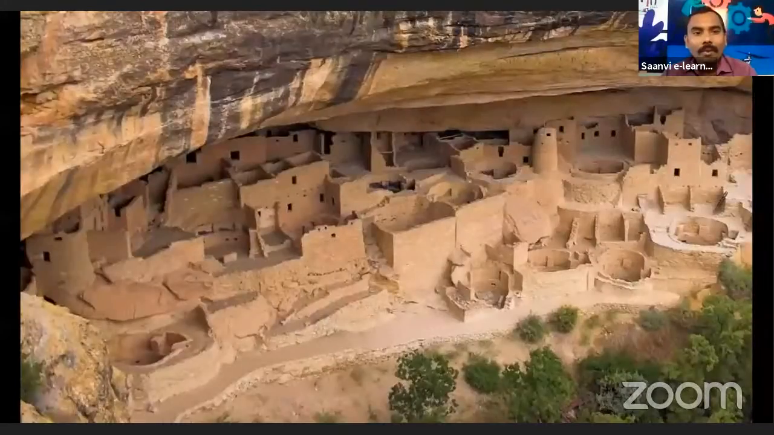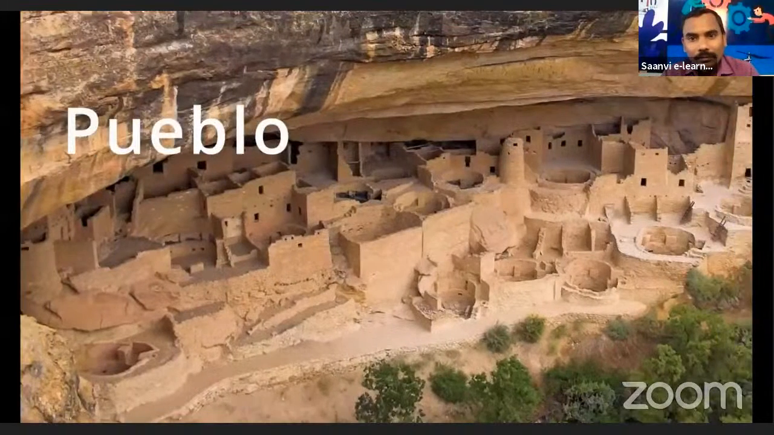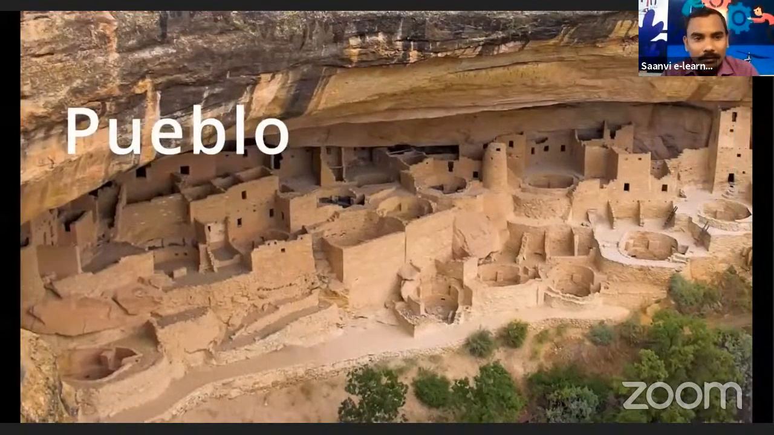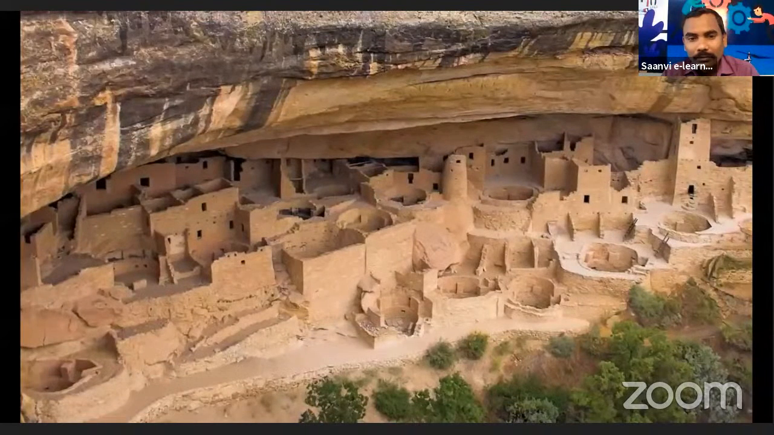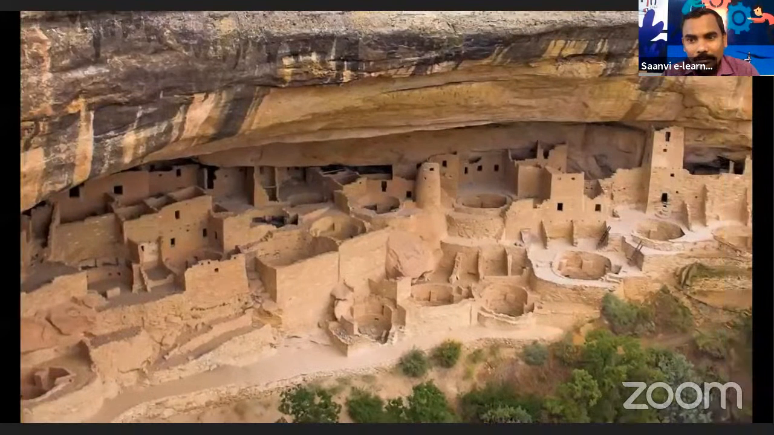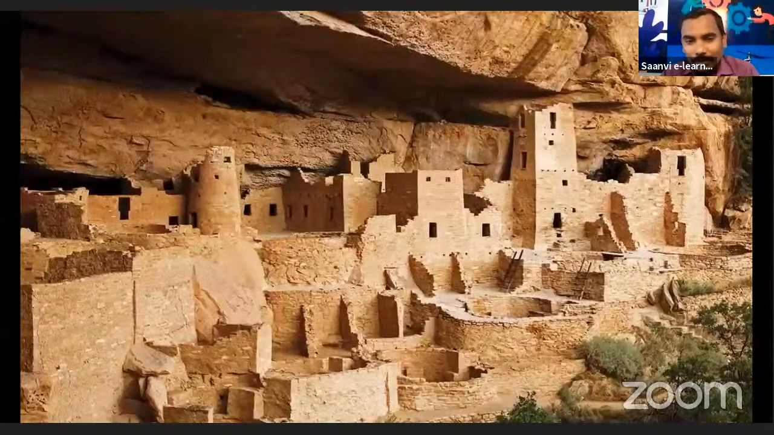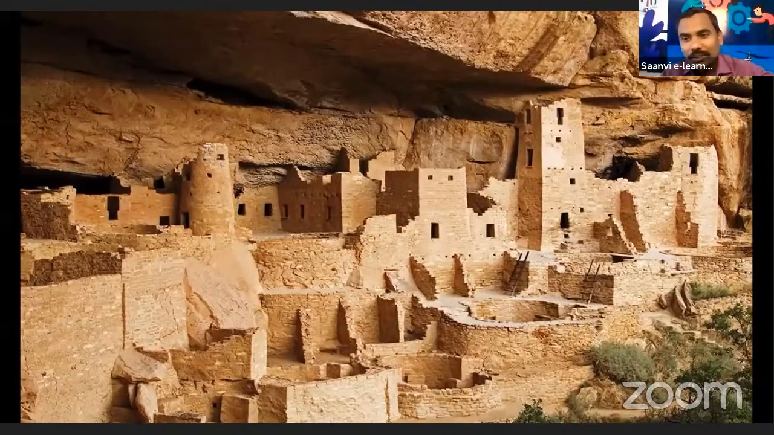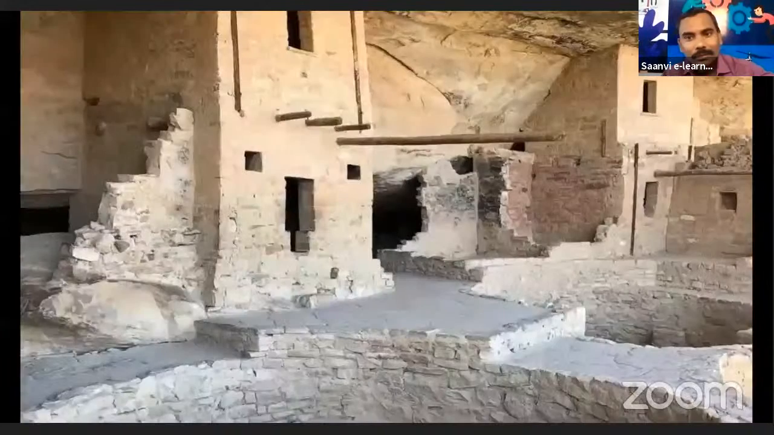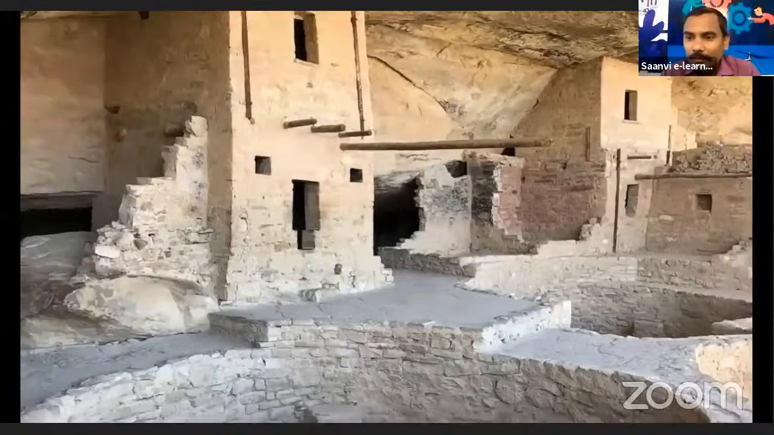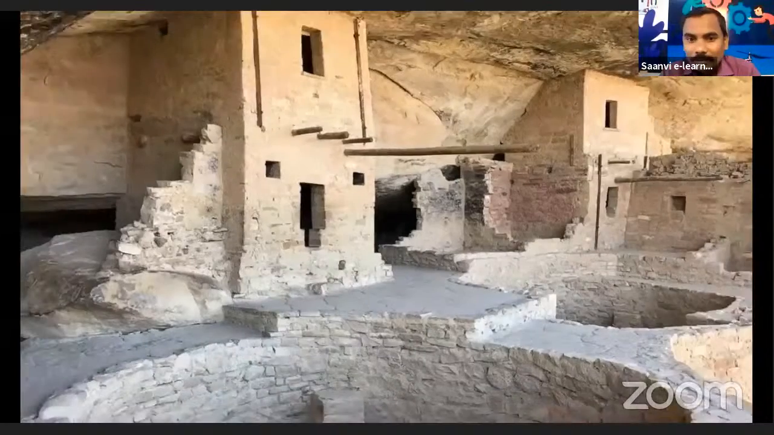A pueblo was a home built right into the side of a cliff, which is why it was also called a cliff dwelling. These homes were built of bricks made from clay. They sometimes were built inside of caves. Some pueblos were 4 or 5 stories high. Ladders were used to go from floor to floor. These houses could hold many people.